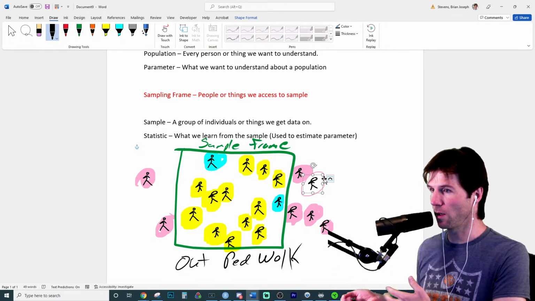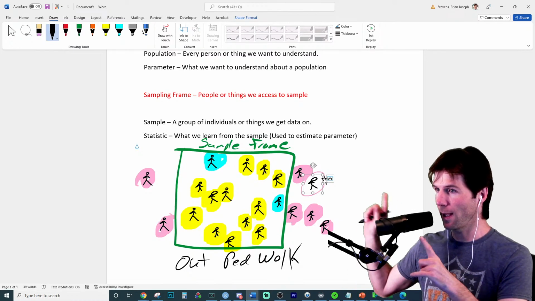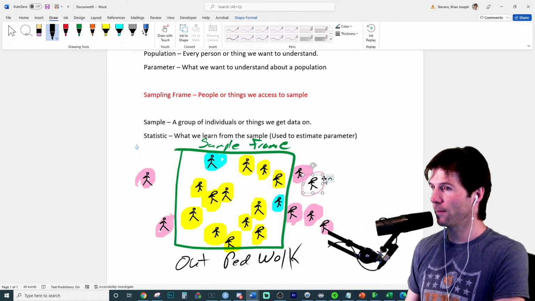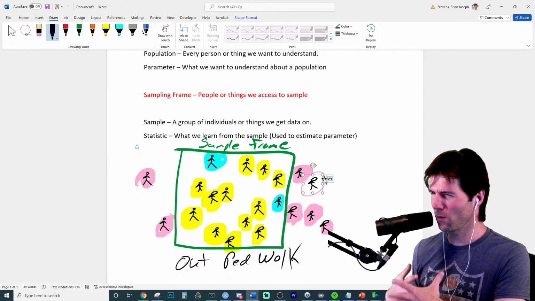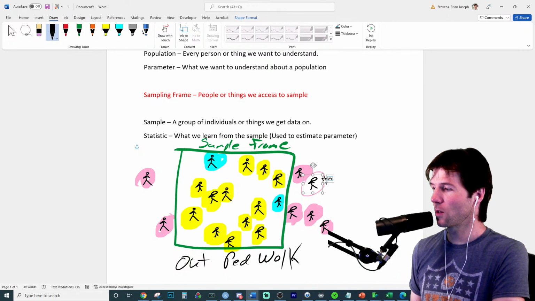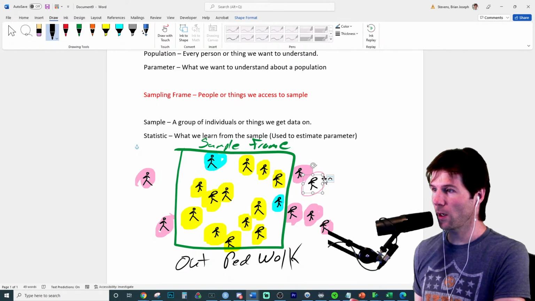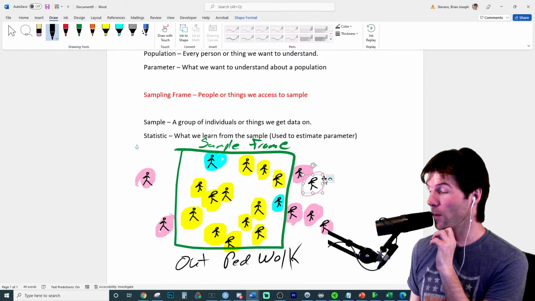Now we're back to understanding students. So we go out to Ped Walkway and that person is not in our sample frame. So that person right there is not in our sample frame. What does that mean for them? What are they? We're on Ped Walkway, but that person's not in our sample frame. So we are on Ped Walkway.